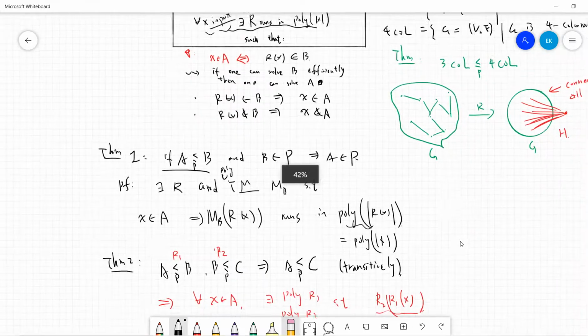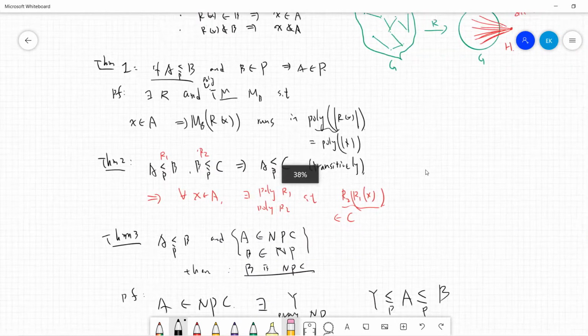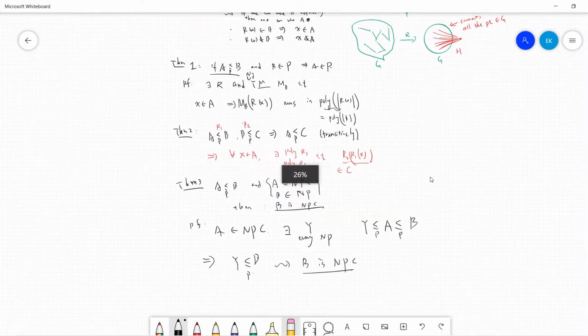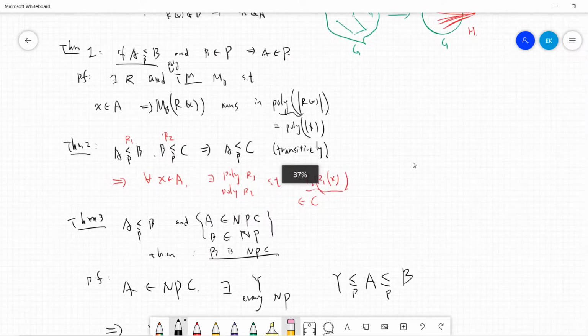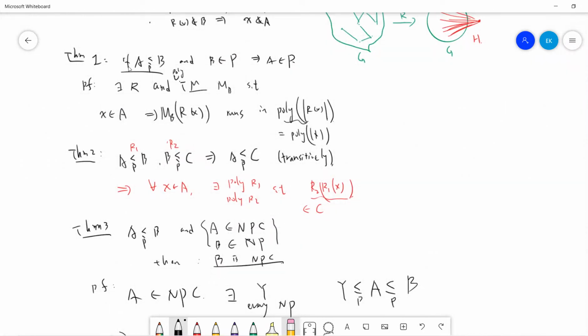So these are the 3 properties I want to show that are very important. They're very trivial, but you will need them, and people usually do not write them down; they just assume them because they're somehow trivial. Theorem 1 is that if A reduces in polynomial time to B, and B can be solved by a polynomial time Turing machine, then A is also in P.